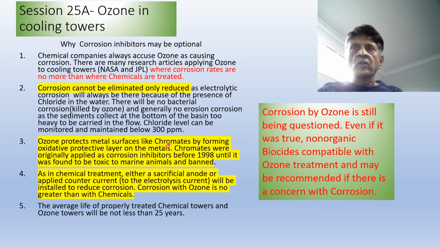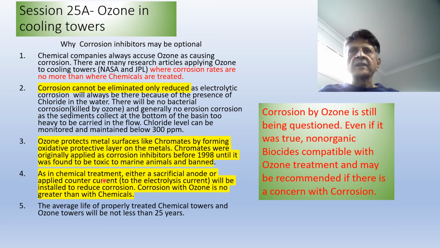Just like the chromates that were being used before the 1990s. Chromates are very strong oxidizing agents, and they form an oxidative protective layer on the metals and reduce corrosion. The ozone acts in the same manner as chromates. Chromates were originally applied as corrosion inhibitors, but because of their toxicity, they have been banned.